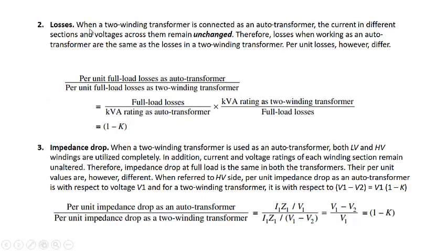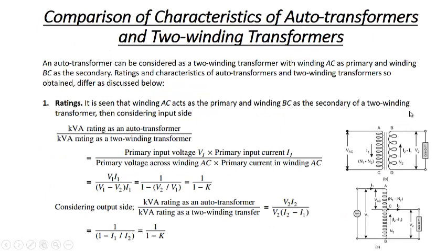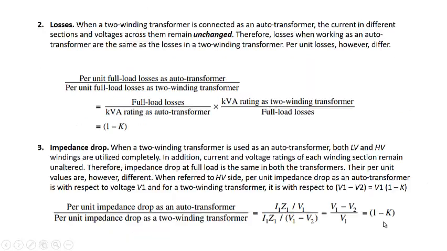The second one is the loss. When the two-winding transformer is connected as an autotransformer, the current in the different sections and the voltage across them remain unchanged. You can see from here the current. This is the autotransformer current. Here in this section is I1. Here also the current is I1. In this section the current is I2 minus I1. Here also the current is the same, I2 minus I1. So the current in the different sections remains unchanged. Therefore, the losses when working as an autotransformer are the same.